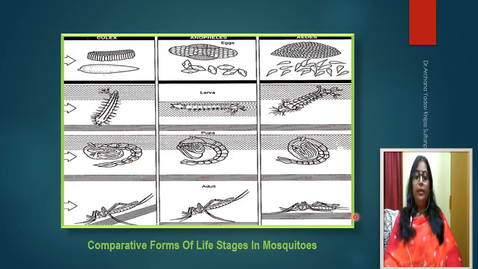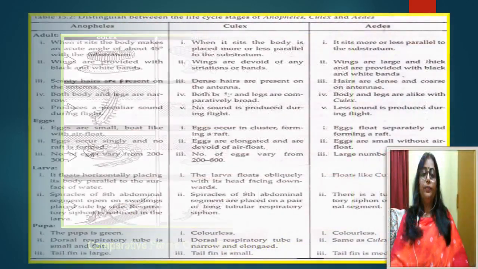It's the adult. The adult Anopheles mosquito, when it sits on a surface, always makes a 40-degree angle with the surface. Aedes makes a parallel position when it sits on the surface, and Culex also makes a parallel position when it sits on any surface. Now we move to the next.